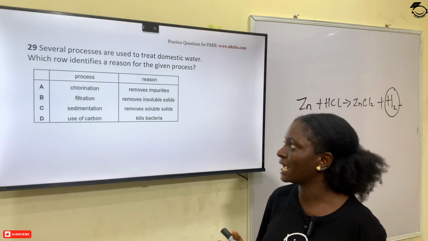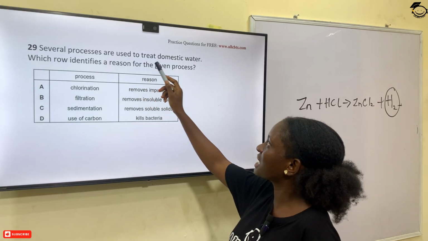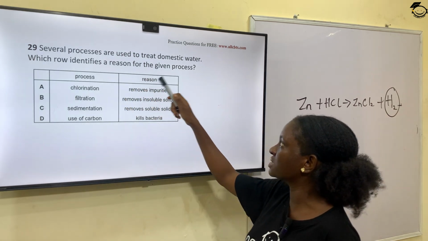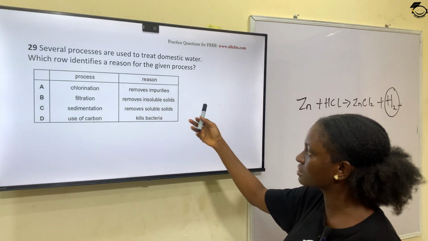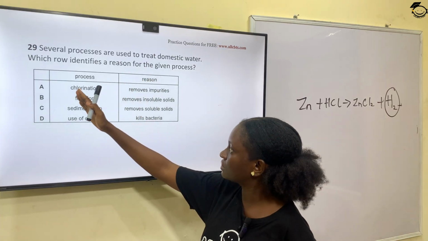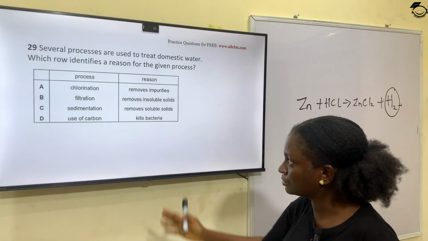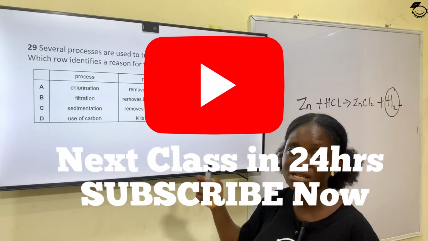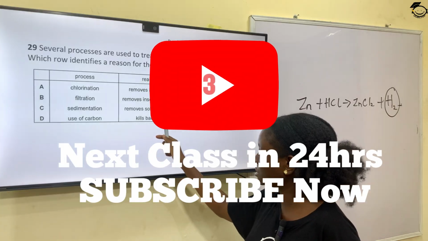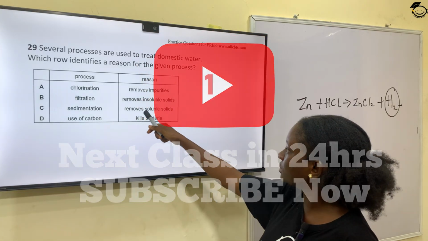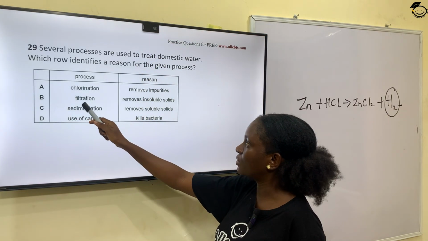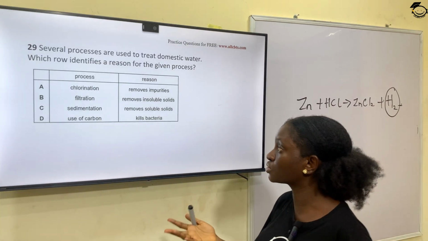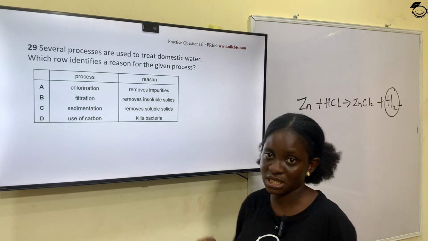Question 29. Several processes are used to treat domestic water. Which row identifies a reason for the given process? So chlorination is used for addition of chlorine, but it does not only remove impurities, it kills bacteria. So this option is not correct. The only one that is correct is filtration, whereby you remove insoluble solid. Option B is the correct answer.